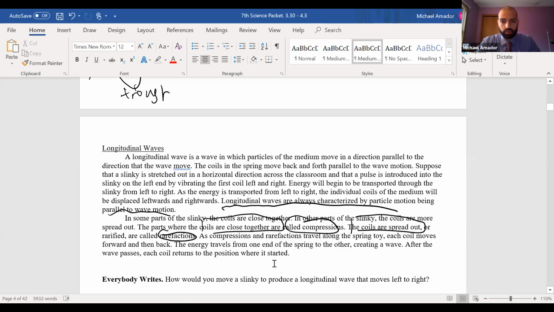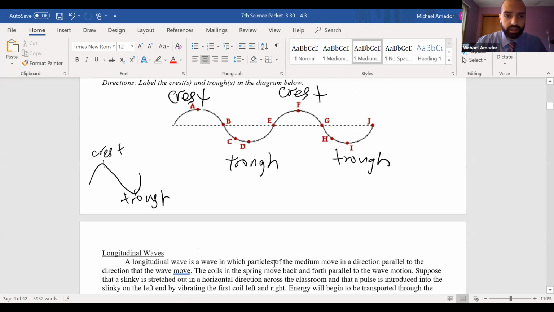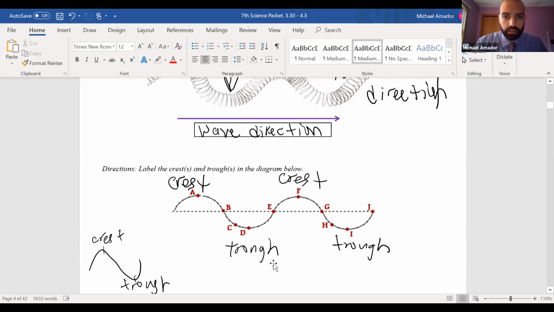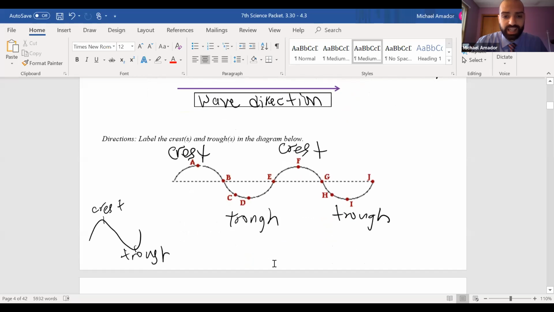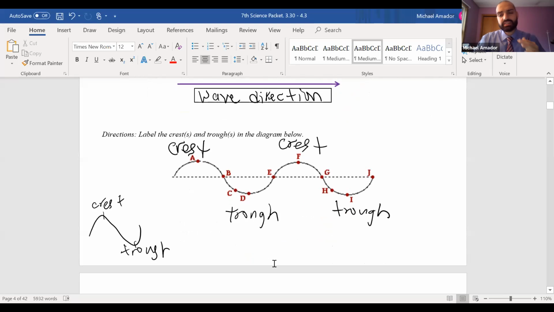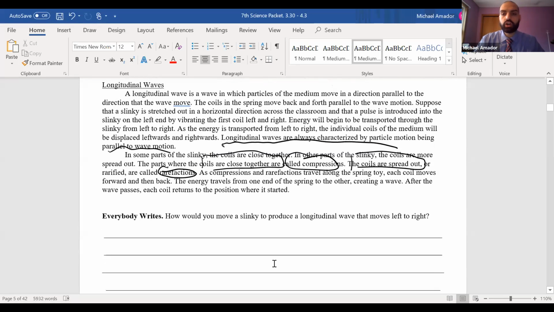Absolutely. So remember that earlier we learned about the crest and the trough in a transverse wave? The crest is the high point, the trough is the low point. This is similar but different for longitudinal waves. The compression is where all the particles are closest together, and the rarefaction is where they are more dispersed further apart. Let's take a look at the video of this.